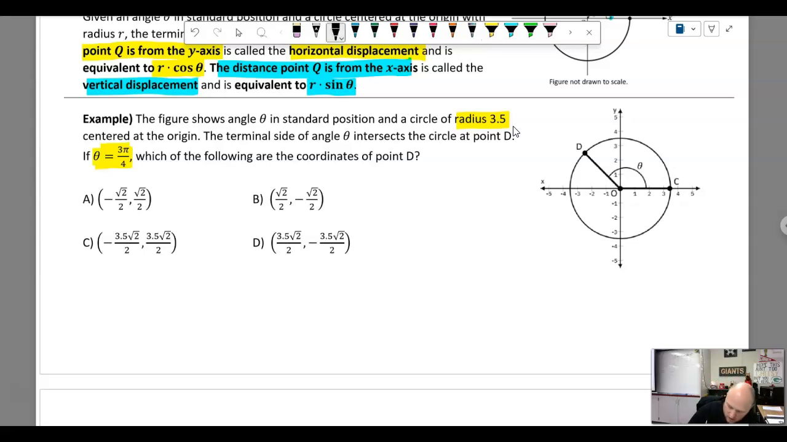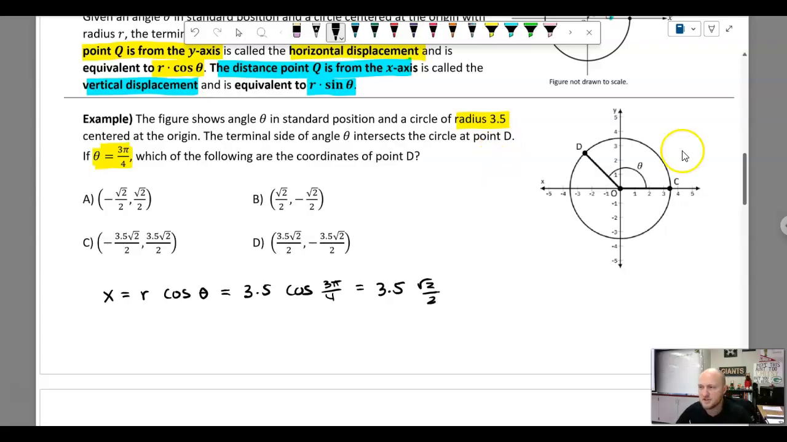Okay, so I need coordinates. Well, x is equal to r cosine theta. So I have to go ahead and calculate this. 3.5 times cosine of 3 pi over 4, which gives us 3.5 times the square root of 2 over 2, and x is negative in this quadrant. So times negative root 2 over 2.